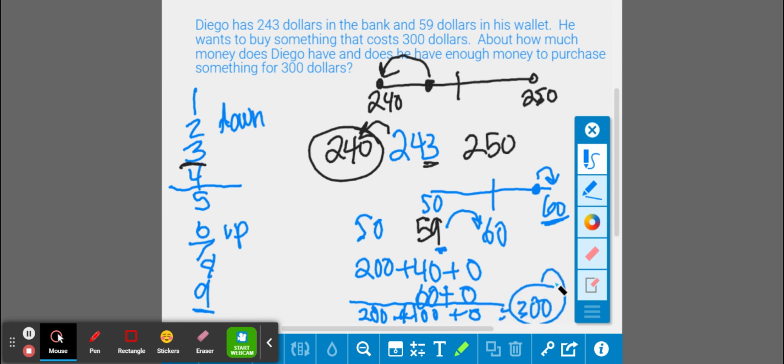So we know that Diego has enough purchasing power by rounding numbers to purchase this item that he wants to get. So that's how students use rounding to help them solve real world situations.